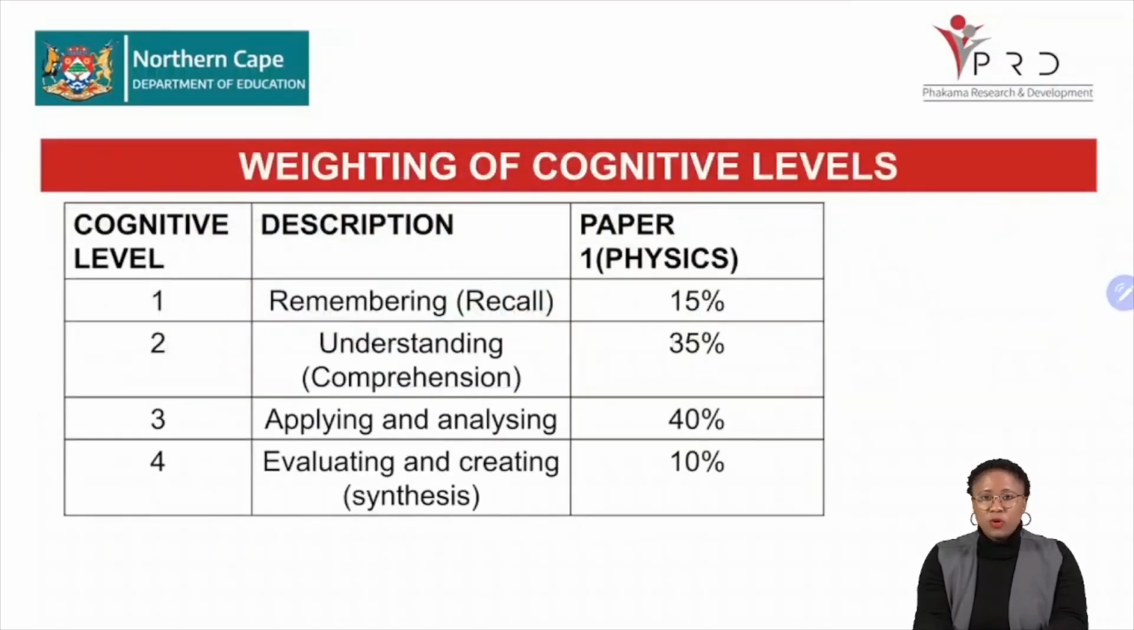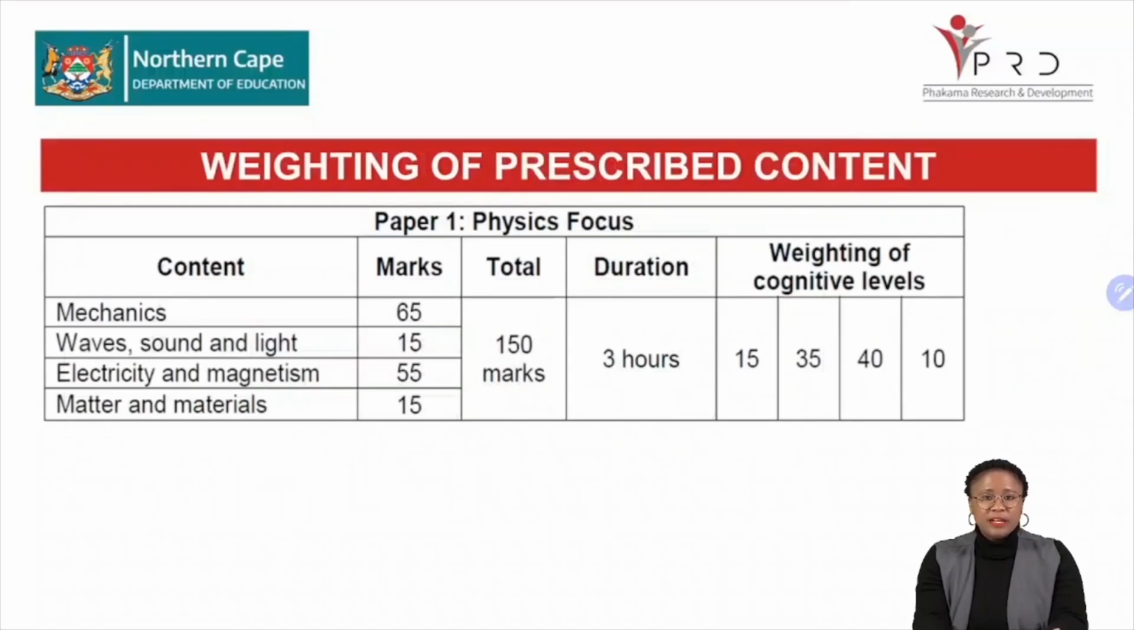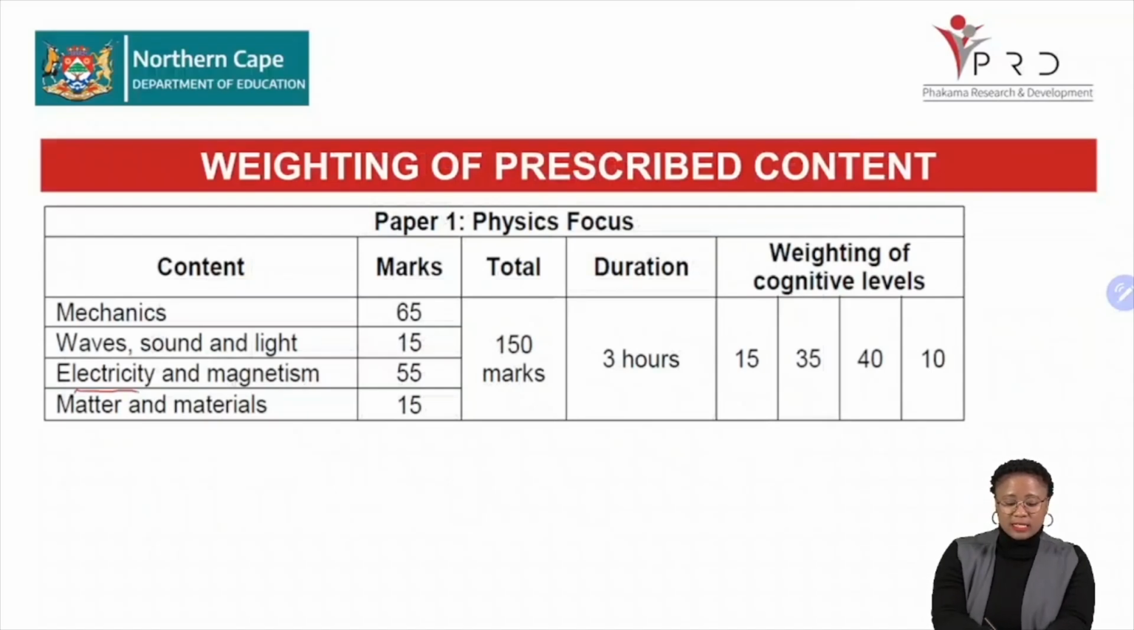Now, the following are the cognitive levels that you will be expecting to see in your exam questions. There will be remembering questions, questions that will test your understanding, applying, analyzing, evaluating, as well as creating. Now, the following are the knowledge areas that are in Paper 1: mechanics, waves, sound and light, electricity, magnetism, matter and materials.